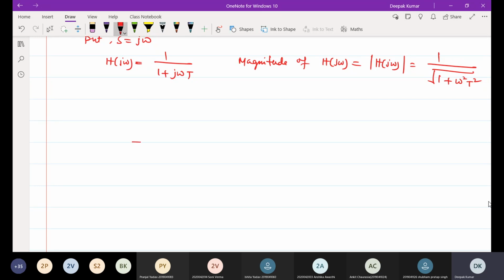This mod of H of j omega can be plotted on the omega axis like this. This is H of j omega magnitude. At omega is equal to 0, the maximum value will become 1. And as omega increases to infinity, this magnitude will become 0. This type of graph you will obtain.